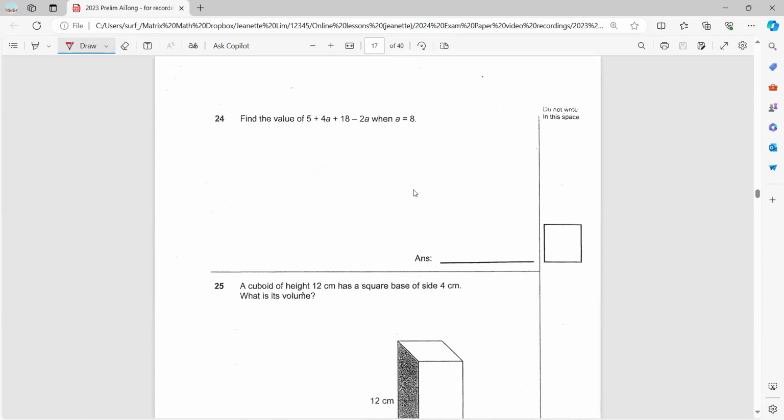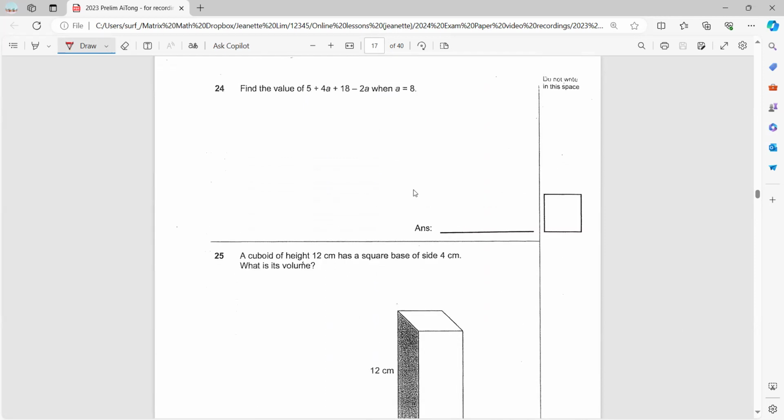Next, question 24. Find the value of 5 plus 4a plus 18 minus 2a when a is 8. Let's sub in. Let's bring in a equals to 8. So 5 plus 4a is 4 times 8. Then 18 minus 2a is 2 times 8. What are we supposed to do first? You're supposed to do the multiplication first.